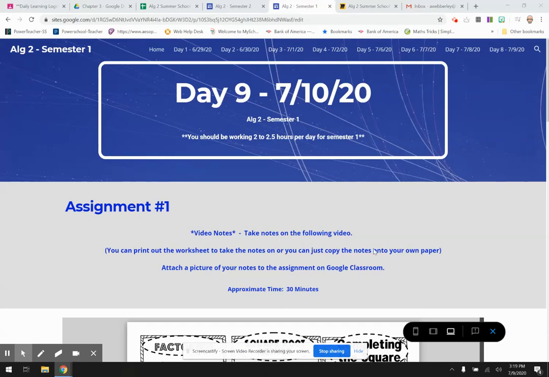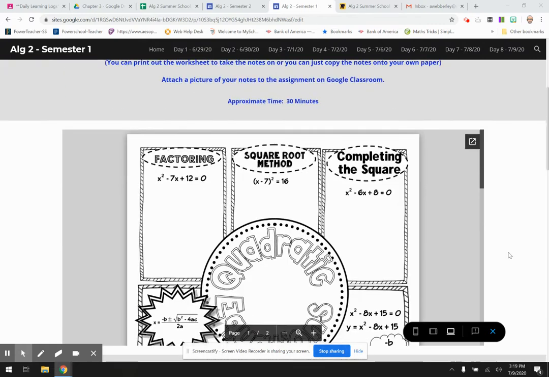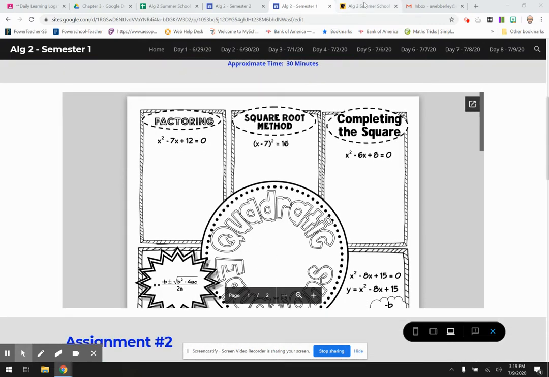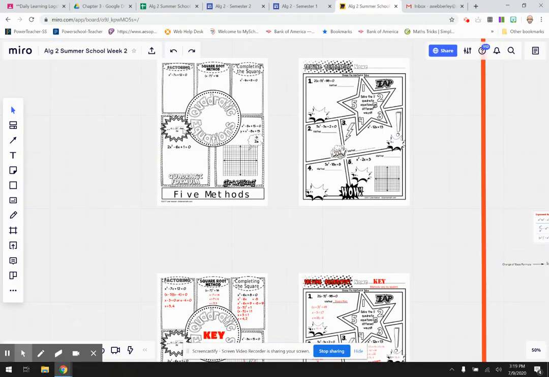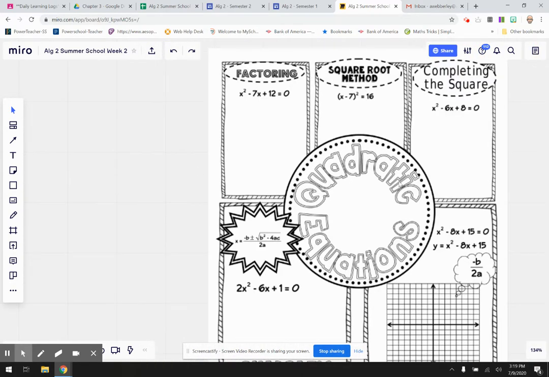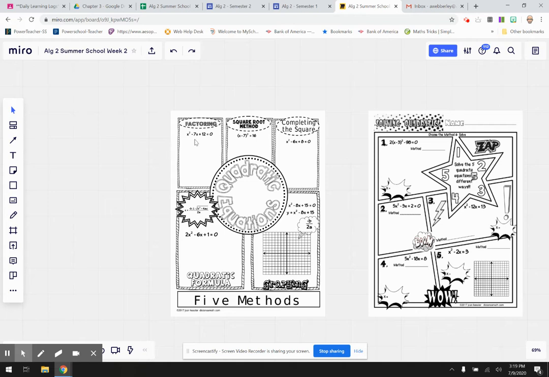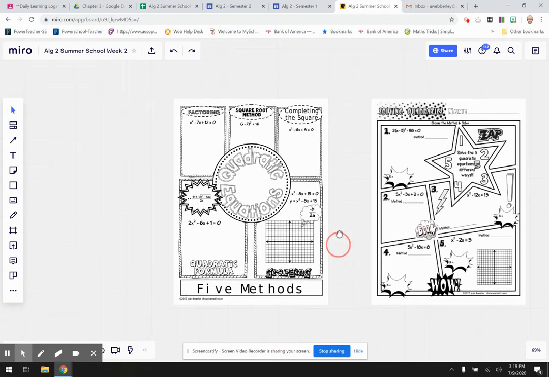All right, here is a video for day 9, assignment number 1, our little video notes on solving quadratic equations. I'm going to move to this page. Here are your 2 blank ones. You could print out a copy of it and do the work right on it if you want to, or you could just write these on your own paper and then take a picture of it and attach it to Google Classroom after you're done.